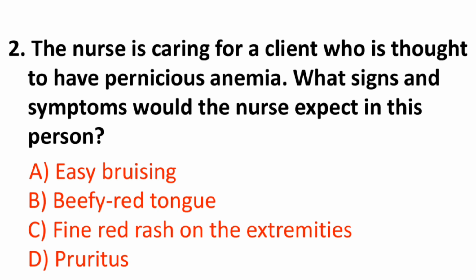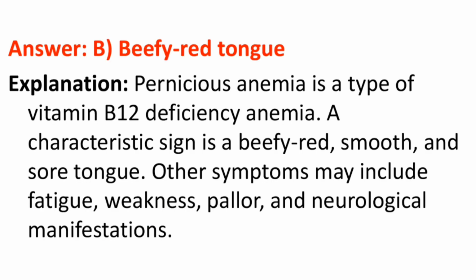A nurse is caring for a client who is thought to have pernicious anemia. What signs and symptoms would the nurse expect in this person? Option A, easy bruising. Option B, beefy red tongue. Option C, fine red rash on the extremities. Option D, pruritus. And the correct answer is option B, beefy red tongue.